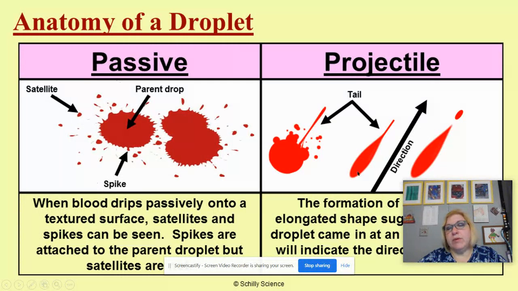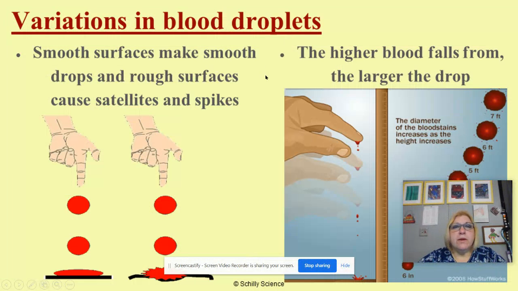In this case, if you have an elongated droplet like that, that oval shape, it indicates that the blood is falling at an angle. And we will look at some more of those. Some variations in blood drops, depending on what it lands on, you're going to have different types of blood. One thing we're going to be doing in the lab is dropping some blood on different surfaces. And don't worry, if you're on quarantine, I have an electronic version of the lab I'm going to post for you. We're not quite ready for the lab yet, but when we are, if you're not here, don't panic. There will be something for you to do.